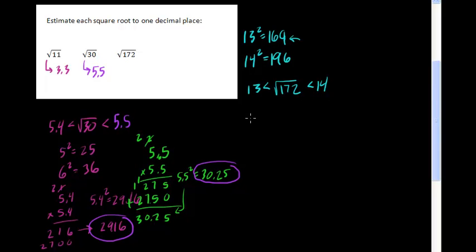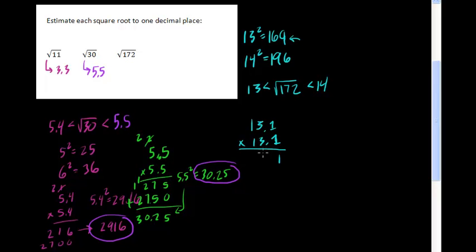So I'm going to try a decimal that's closer to 13. Let's try 13.1, and let's square that. 13.1 times 13.1. So here, this is, I think, a pretty tedious stack multiplication, so you're free to use a calculator here, but I can do it really quick with you.